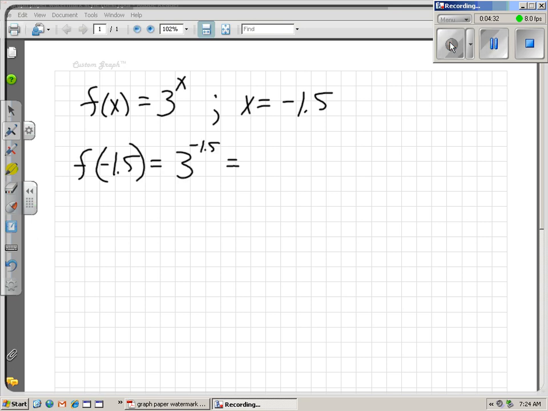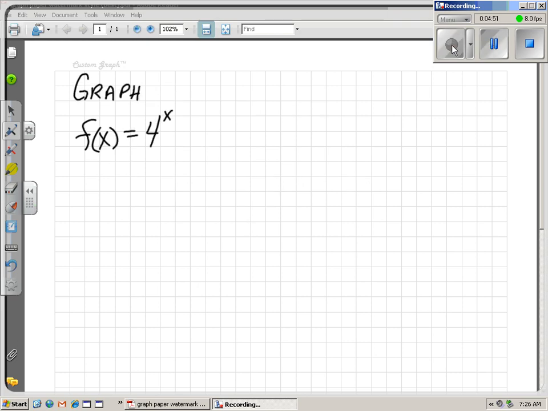Now I could flip this over. See, it's 3 over 1. I could flip it over and make my exponent positive, but that doesn't really help me any because you can't really calculate in your head 3 to the 1.5. So we're going to have to grab our calculator. And we get about 0.19.